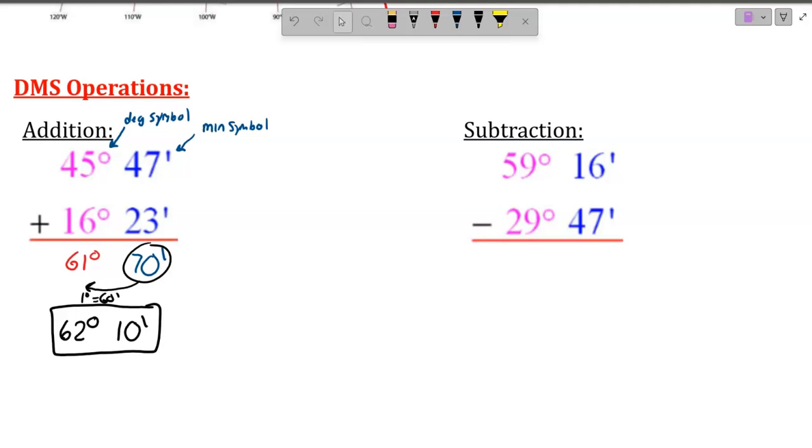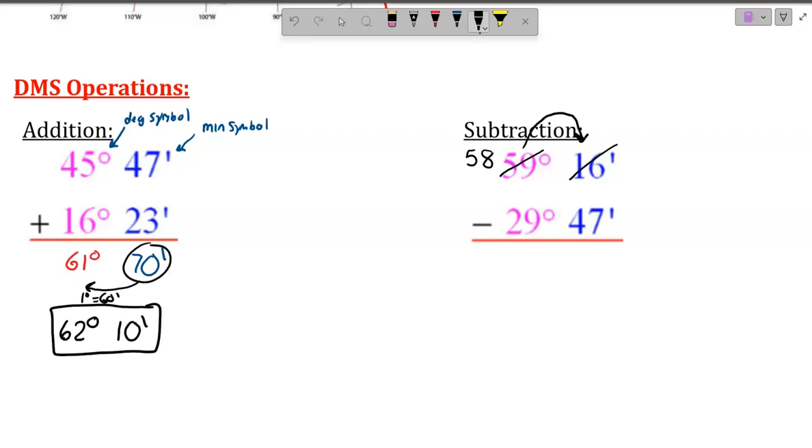Likewise, when we are subtracting, when we start with our minutes, our smaller unit first, 16 minus 47 is going to give me a negative angle. And we don't want to do that at all costs. So here what I'm going to do is take one of my degrees away, and I'm going to carry that over here.